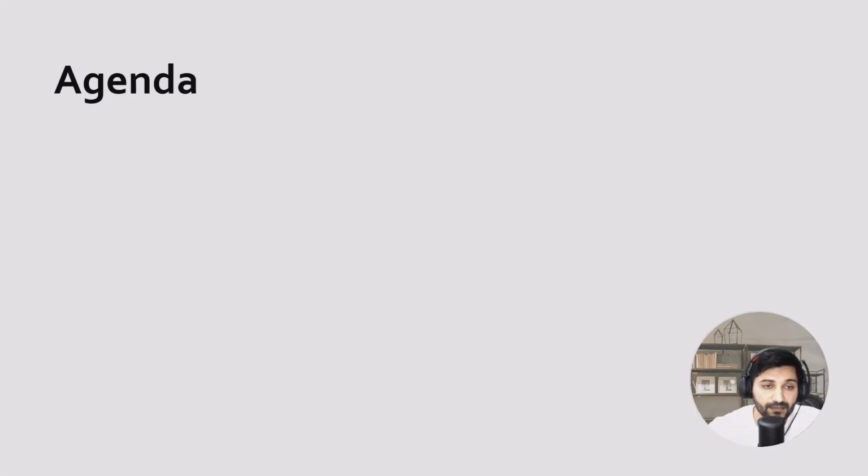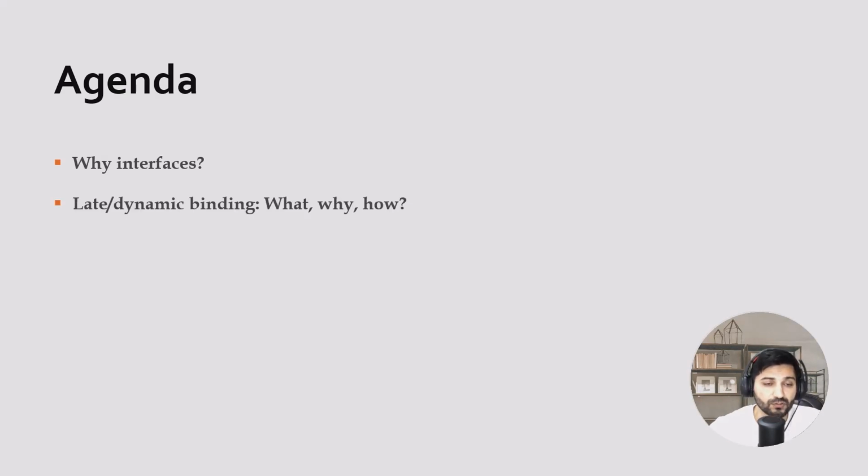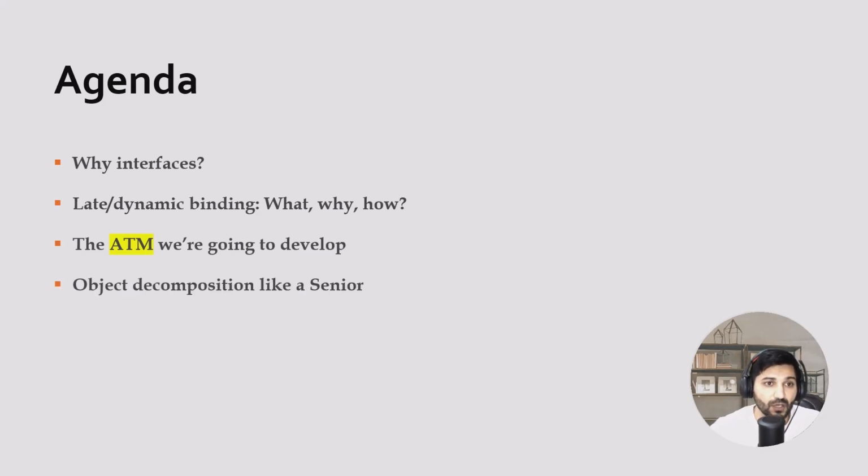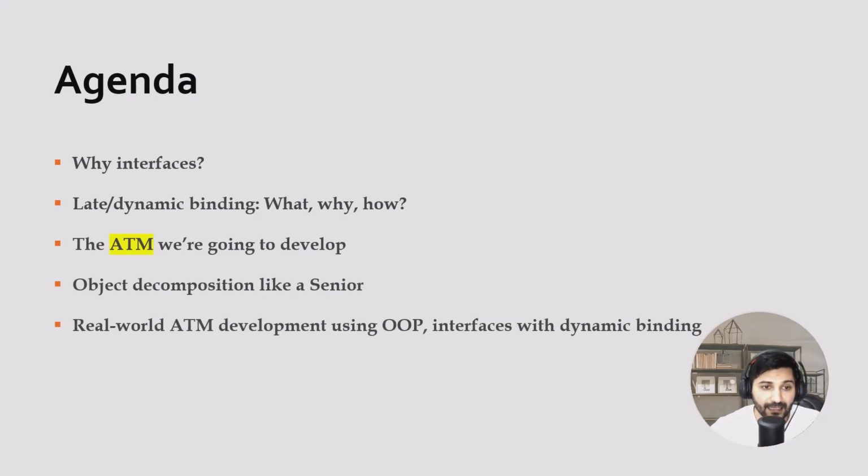First things first, let's see what we have in our agenda. We'll talk about why interfaces. We'll talk about late binding: what, why, how. Oh, sounds really interesting. We have the ATM we are going to develop. We have a technical specification for the ATM application. We have proper object decomposition like a senior. And at the end, we'll develop the ATM application using object-oriented programming, interfaces, and dynamic binding.